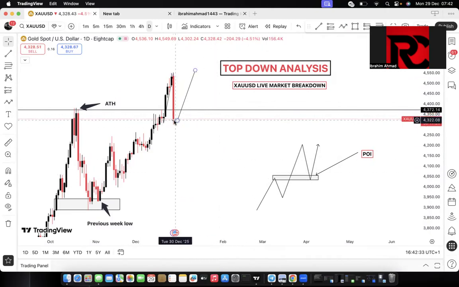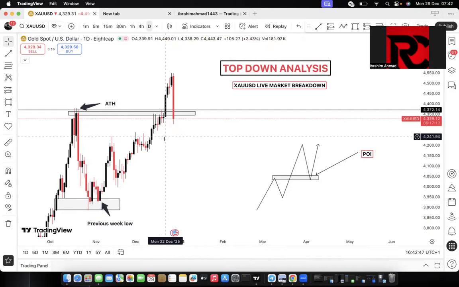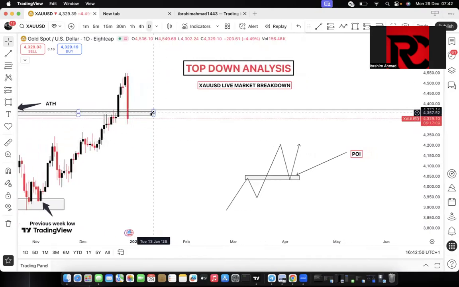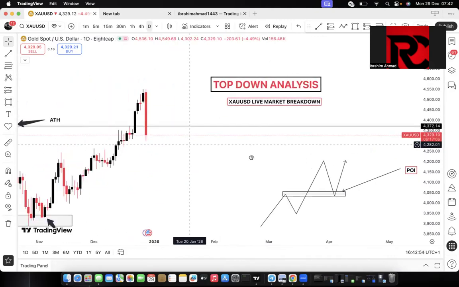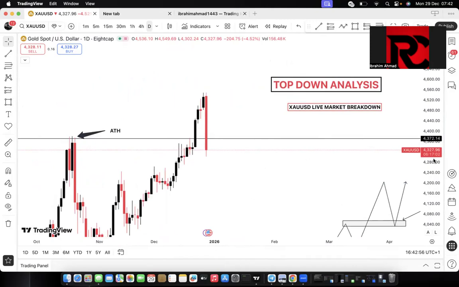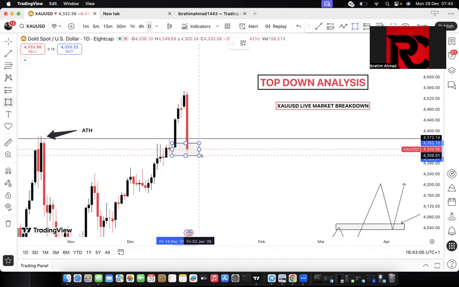So price is currently in our support area, which is this zone. If you look closely, you can see there is an order block sitting on this support area, demand area, support area, all the same thing. Price has retested on this order block.